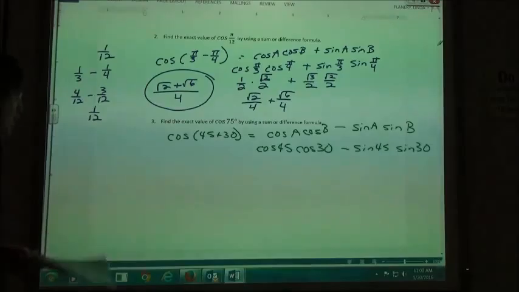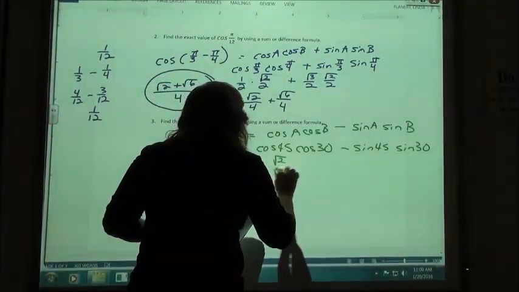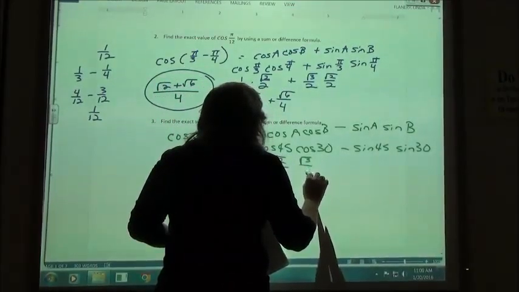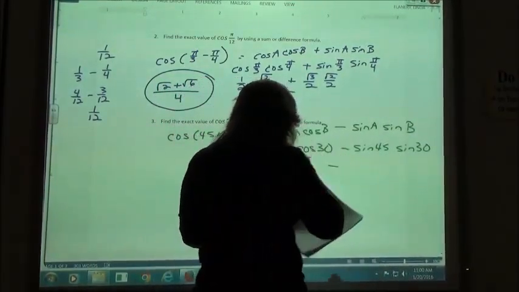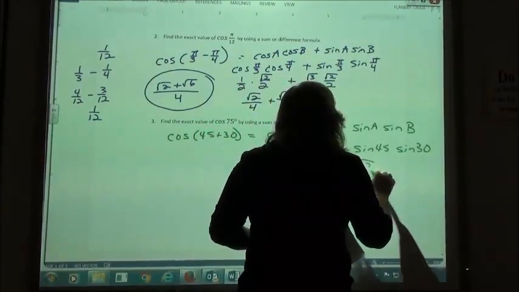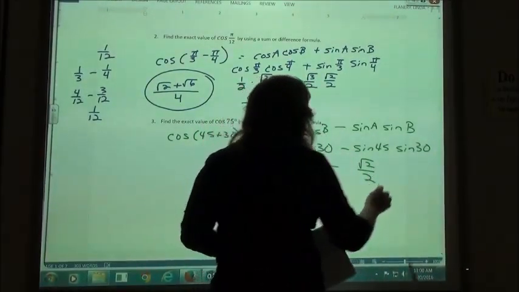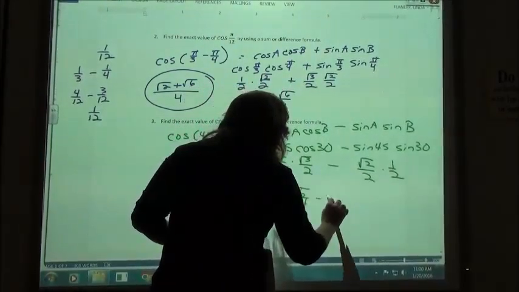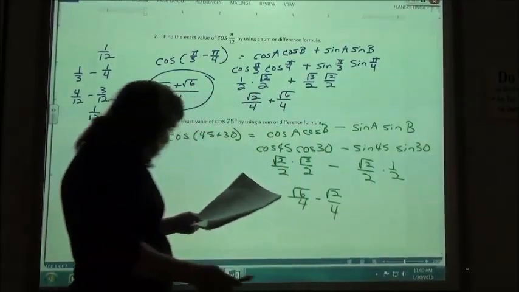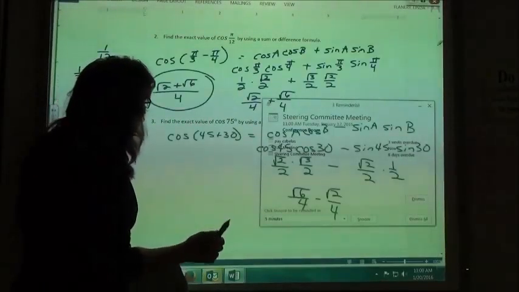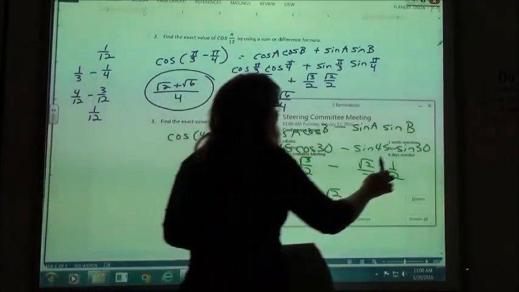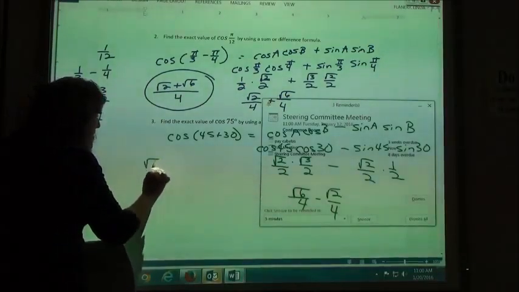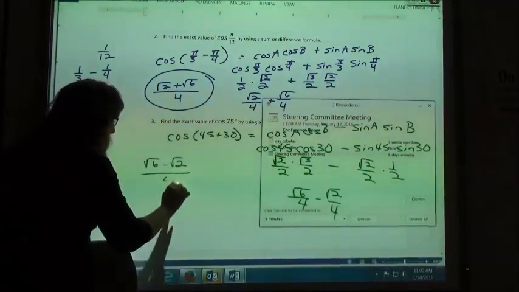Cosine of 45, that's our square root of 2 over 2. We've done that a few times. Cosine of 30, square root of 3 over 2. Minus the sine of 45, which is square root of 2 over 2. Sine of 30 is 1/2. So we're getting the square root of 6 over 4 minus the square root of 2 over 4. So our answer, whoa, that was crazy. I'm just going to leave that there for a minute. We have the square root of 6 minus the square root of 2, all over 4.